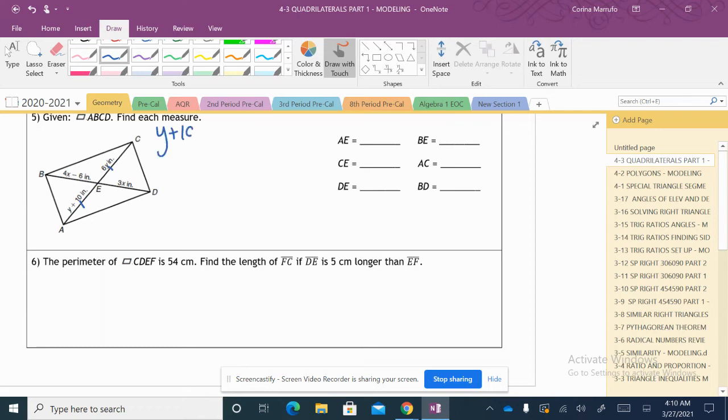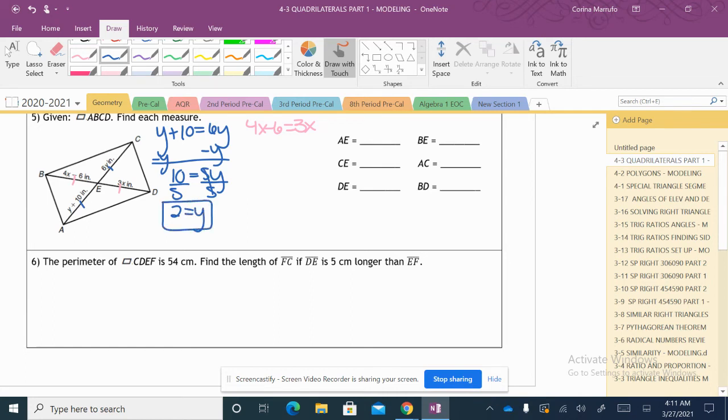So I'm going to set it up. Y plus 10 should equal 6y. Same with this side. The 4x minus 6 should equal the 3x. We're going to start solving, or let's start with y, sorry, because I wrote that one first. So I'm going to move this y to the other side by subtracting y. And we get 10 equals 5y. We divide both sides by 5, and we get 2 equals y.